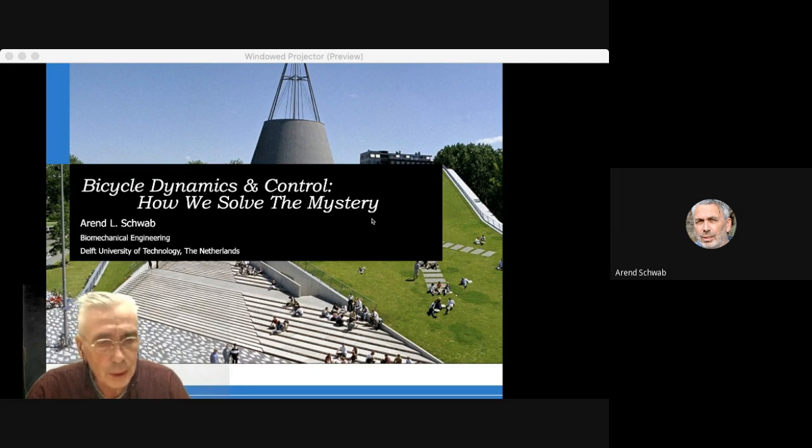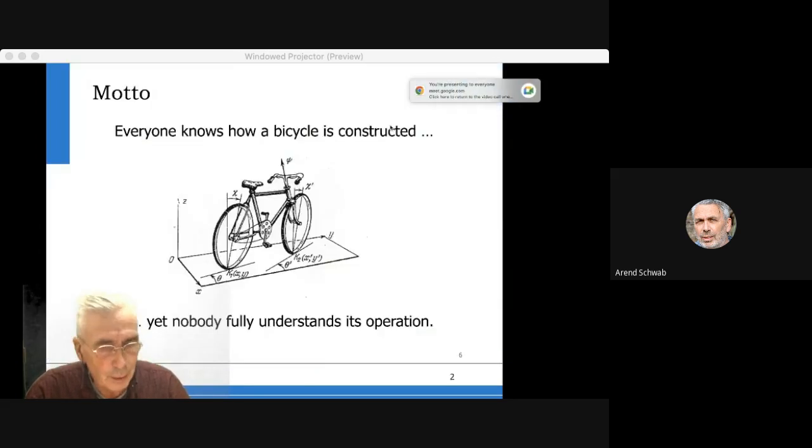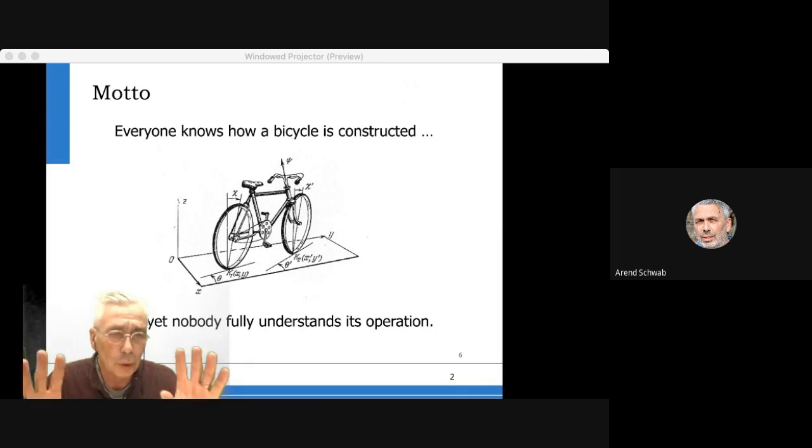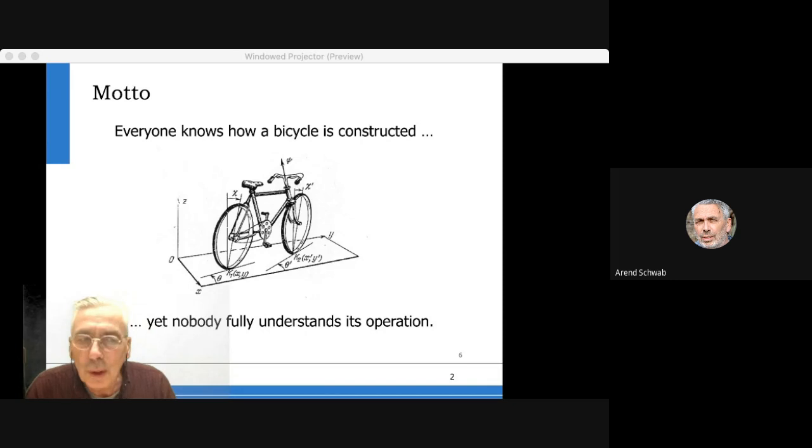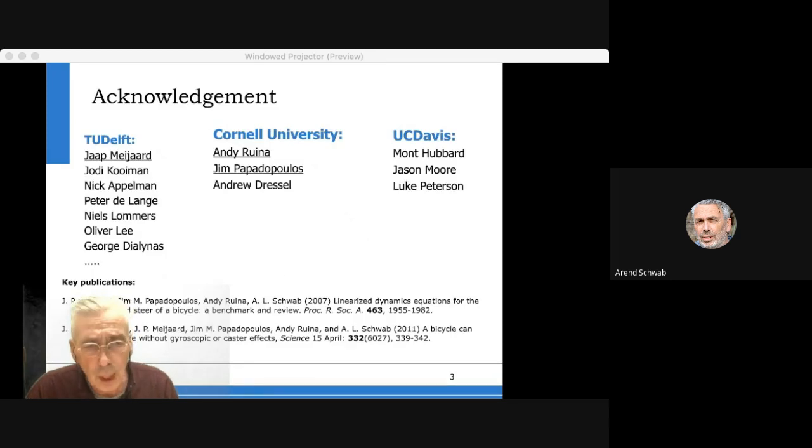Let's start with a motto for this presentation: everyone knows how a bicycle is constructed, right? It's two wheels and a steering assembly, and that's it. Yet nobody fully understands it, and with nobody, I include myself. Although I've spent more than 20 years working on the topic, I'm still working on fully understanding how it works. That's tricky. I couldn't have done this work by myself, of course.